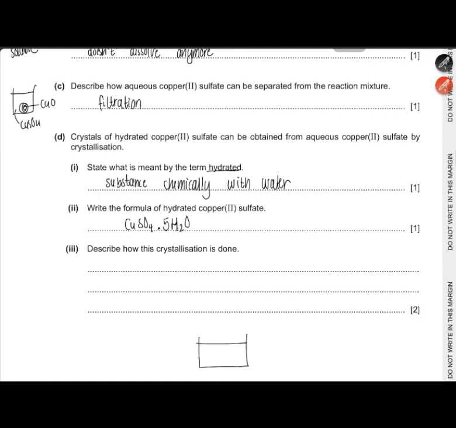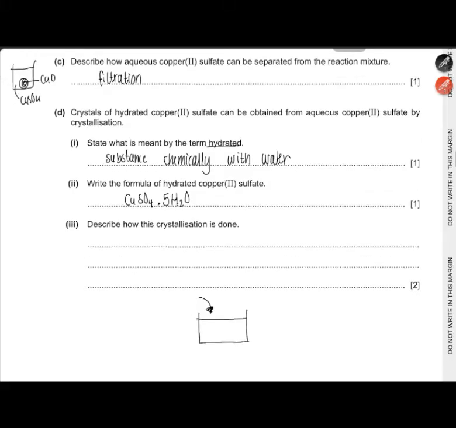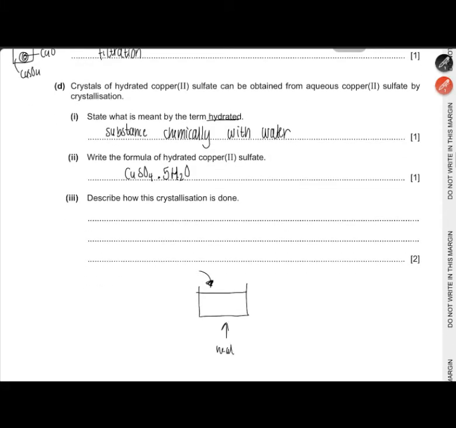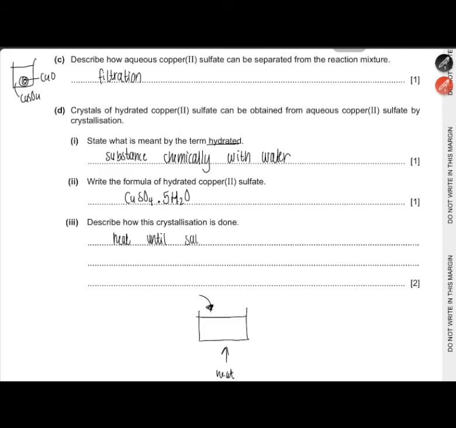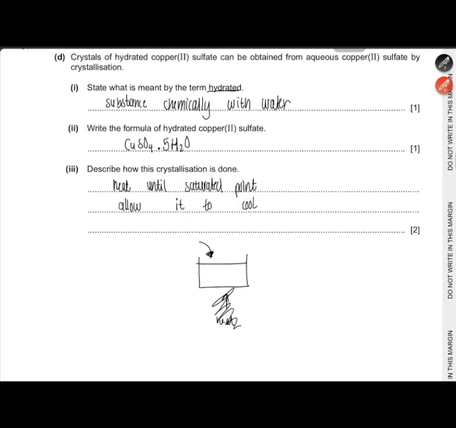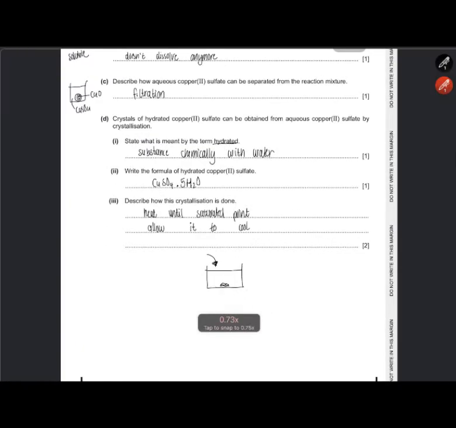By crystallization. First we heat it until the saturation point, and then allow it to cool. As it cools, crystals form. When you remove the heat, crystals start to form, and you get those crystals. If you want to get a sample of these, they can be filtered out, but this is not part of crystallization.